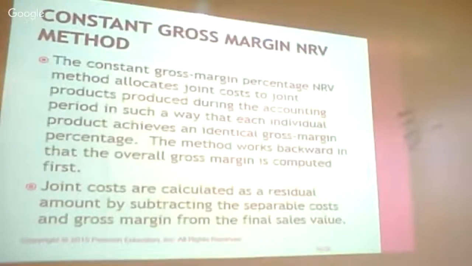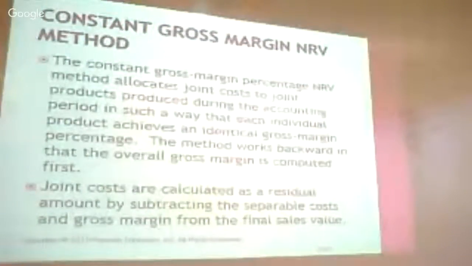Constant gross margin NRV method. The constant gross margin percentage NRV method allocates joint costs to joint products produced during the accounting period in such a way that each individual product achieves an identical gross margin percentage. The method works backwards, and the overall gross margin is computed first. So we're going backwards this time. Joint costs are calculated as a residual amount by subtracting the separable costs and the gross margin from the final sales value.